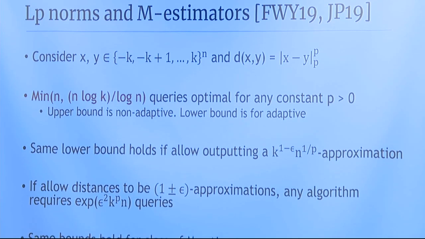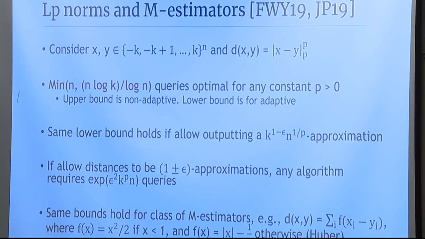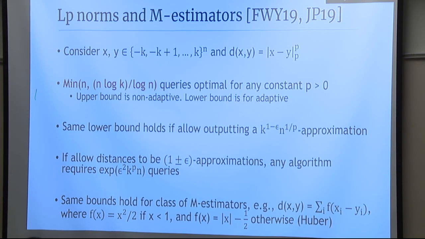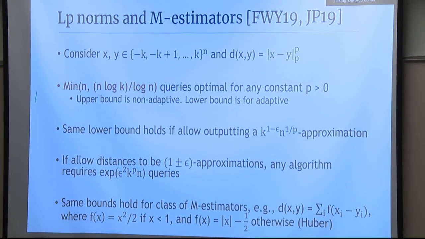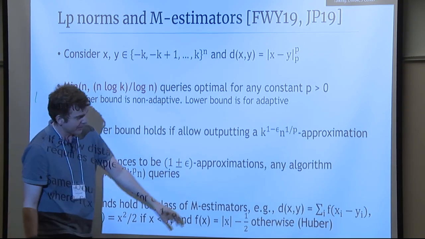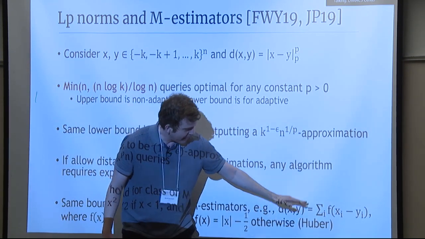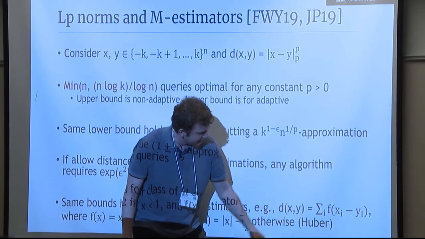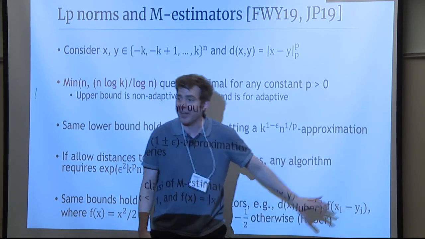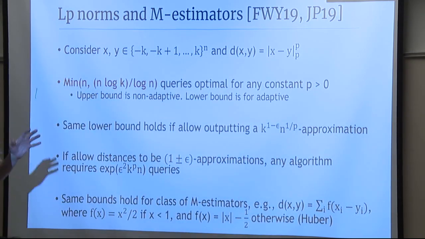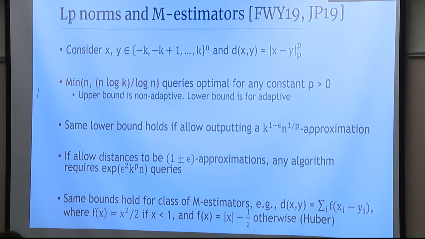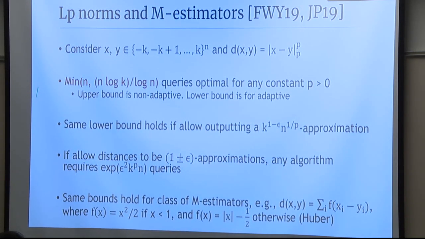And with the theme of this workshop, this is not just for norms. This analysis applies for a large class of M-estimators. I'm just using the word M-estimators to describe a generic distance function between two vectors x and y as being a decomposable sum over the coordinates i of some function f of x_i minus y_i. We do need some simple conditions here, but for a wide class of functions, you can get the same type of bounds.